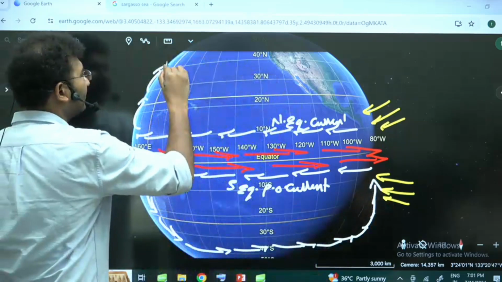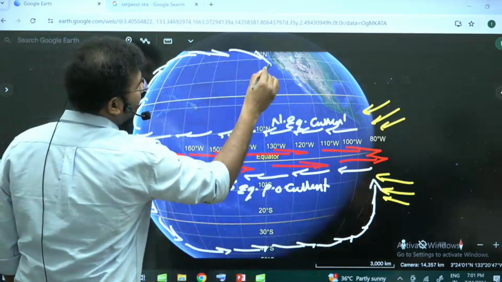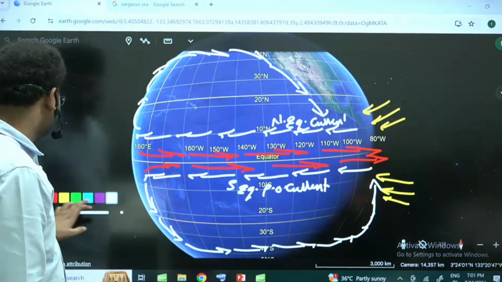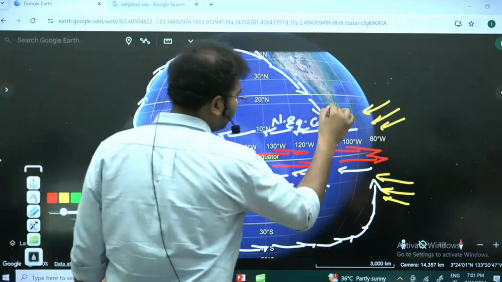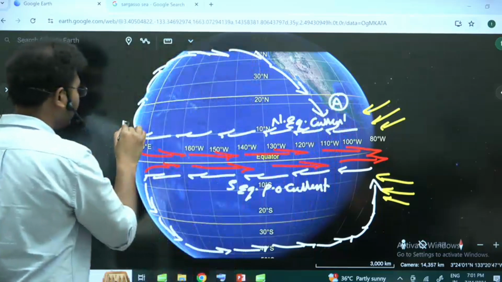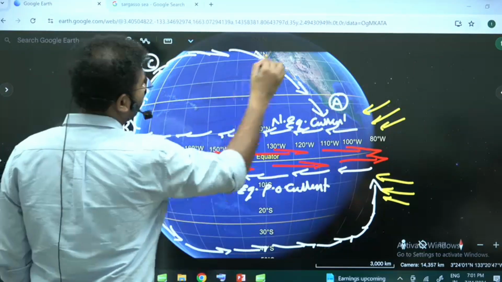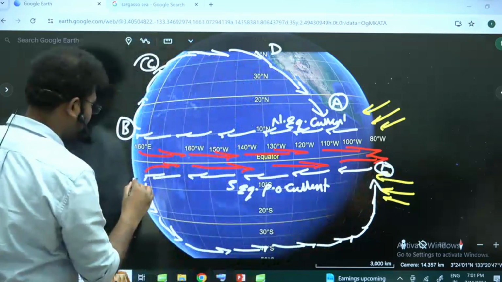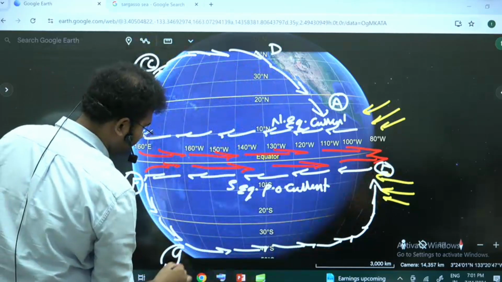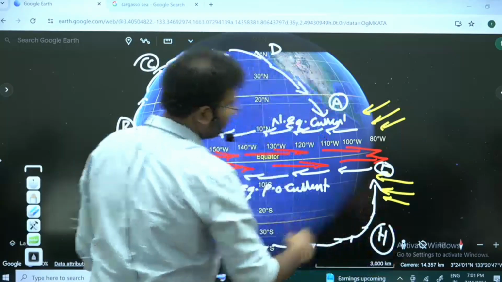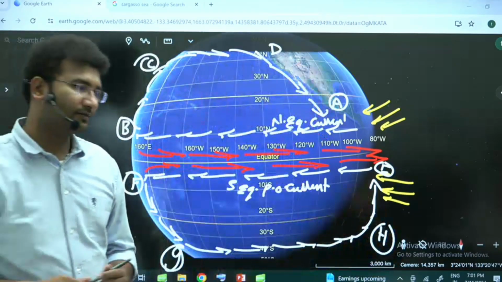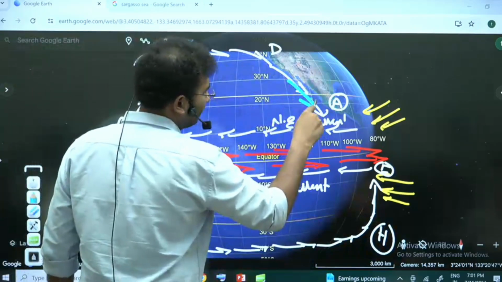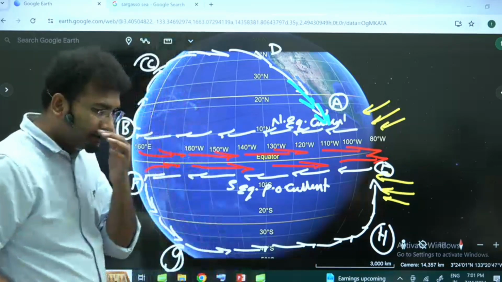And here also you see one full circulation. So tell me the points. This is point A, point B, point C, point D, point E, point F, G, H. So first, at point A, cold or warm water? Everyone agrees. Why cold water? Now go to your atlas and look out for the name of the current.